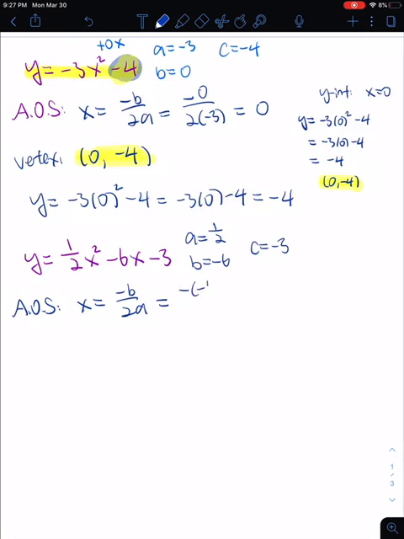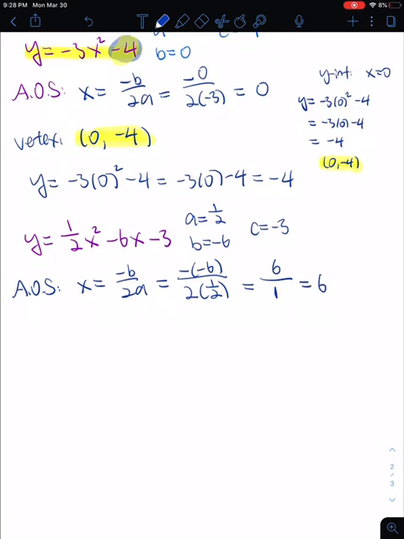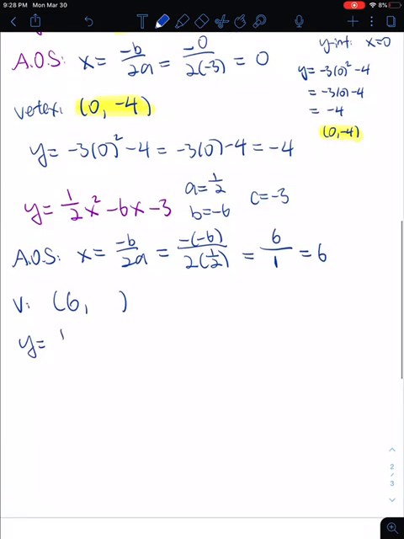So in this case, it will be negative b, so negative 6 over 2a, and a is 1/2. Okay, so negative 6 becomes positive 6. And on the bottom, if you do 2 times 1/2, that's just 1. So I get 6 as the axis of symmetry. And then once again, for the vertex, we know our x is going to be 6 because that's the same as our axis of symmetry.